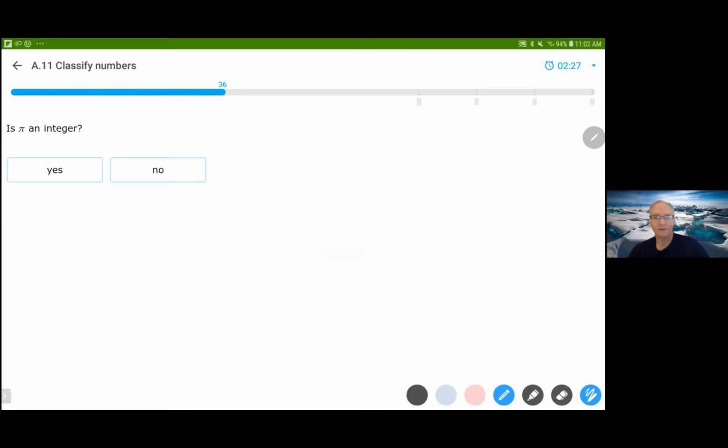Is pi an integer? Well, of course not. Pi is approximately 3.14159, and it keeps going forever and ever. It is called an irrational number, but pi itself is actually the number of diameters around a circle.